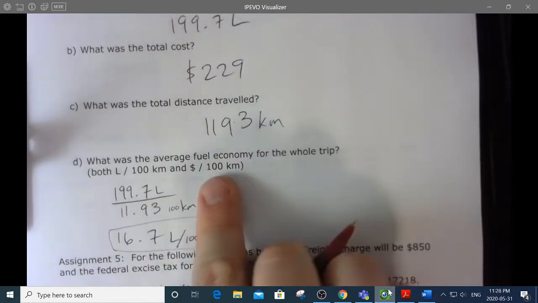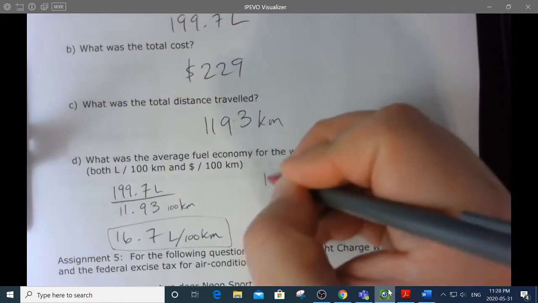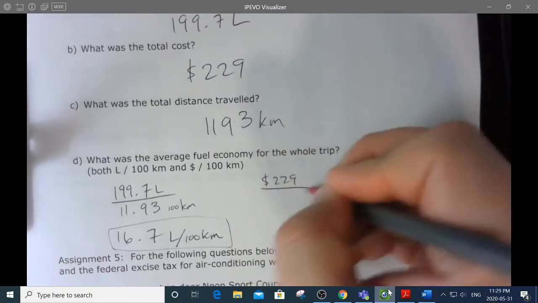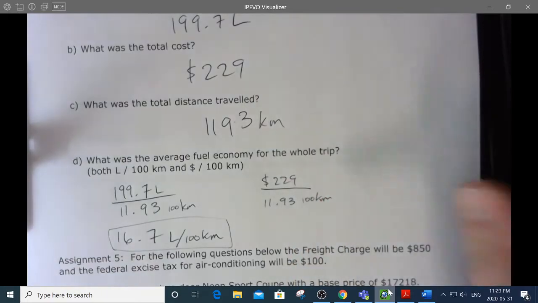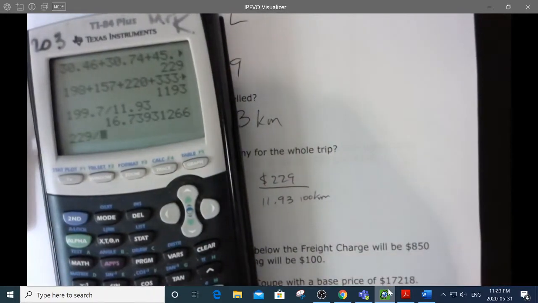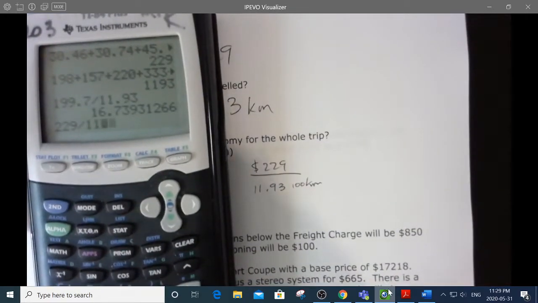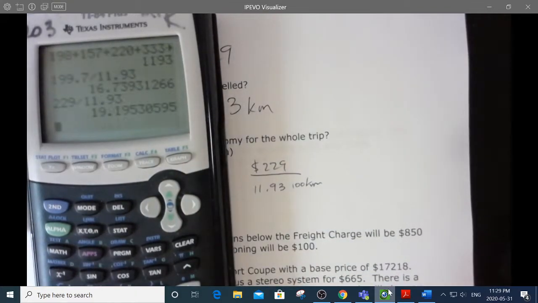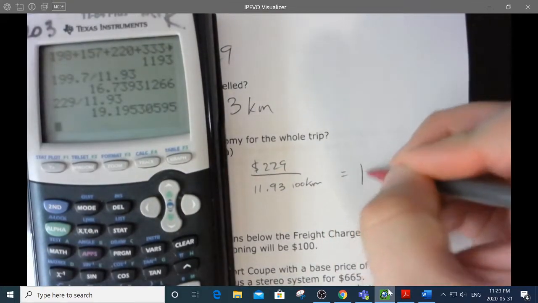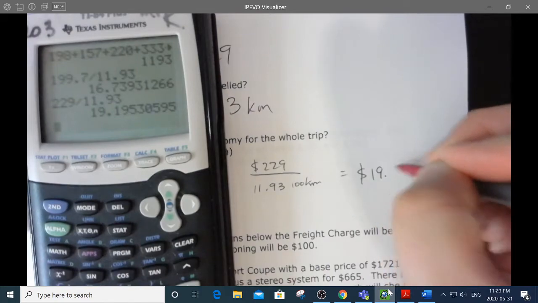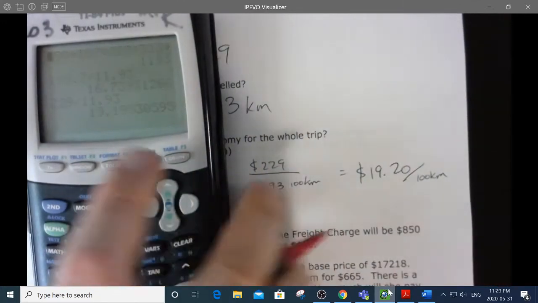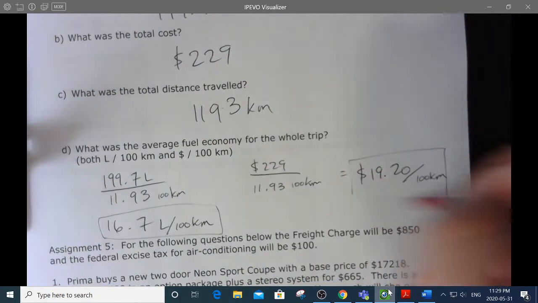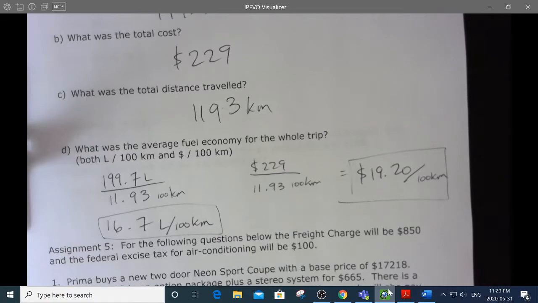And now, what about in money? So my total cost was $229 divided by 11.93 hundred kilometers. So that's 229 divided by 11.93. And that is $19.20 per every 100 kilometers driven. There we go. There's our assignment 4 answers.